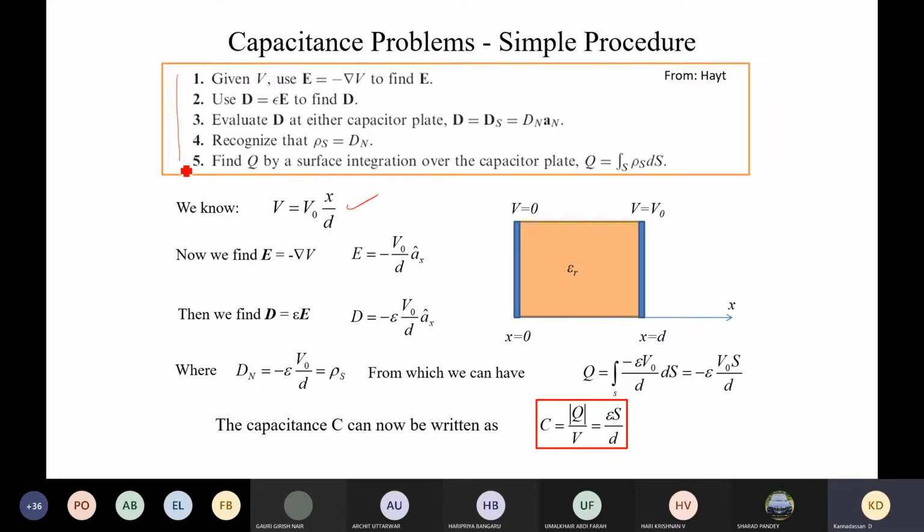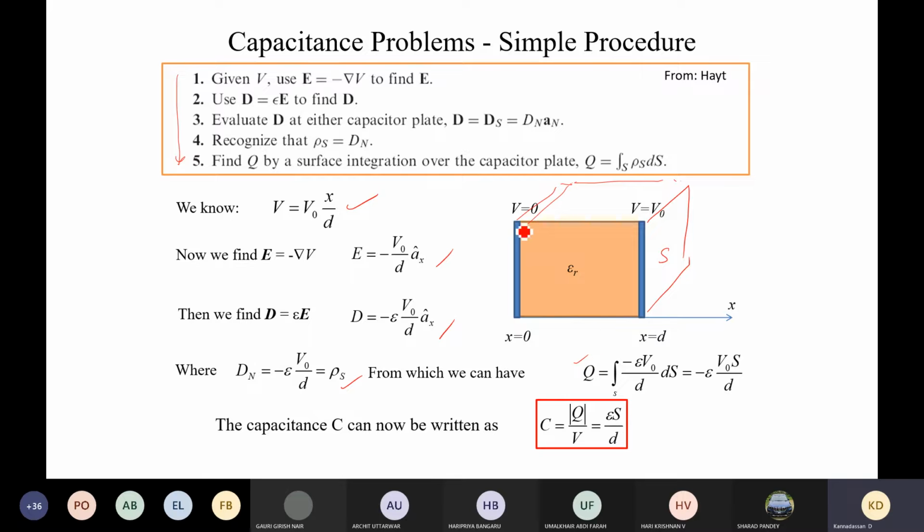Then we can follow this procedure. If you know this procedure, then you can solve almost any problem. Then we can easily calculate the electric field. From the electric field, we can calculate the flux density. This flux density is equal to the surface charge density. When you integrate this charge density over the surface, the surface will have some area. When you multiply by that area, you will get the total charge.